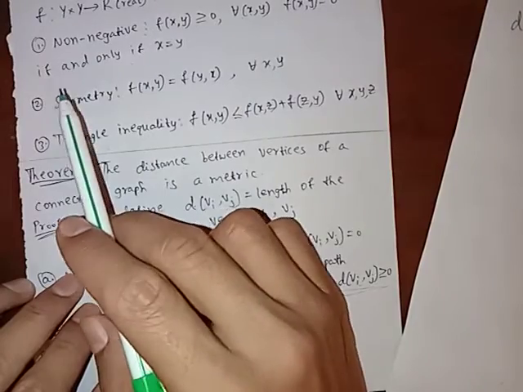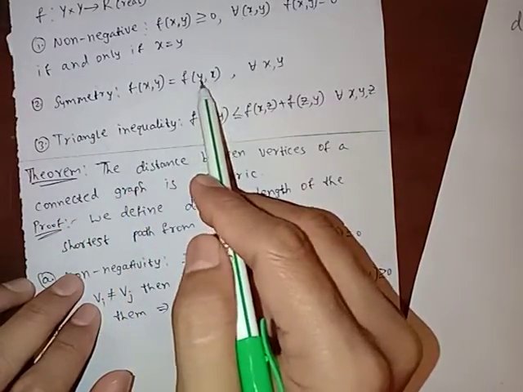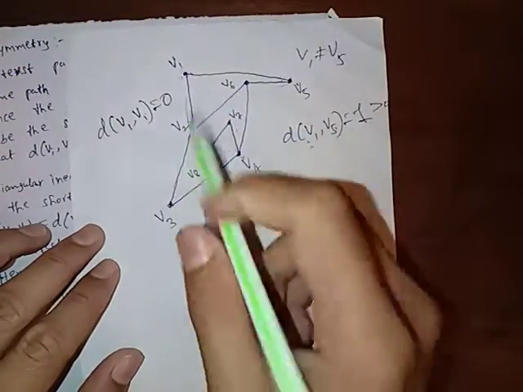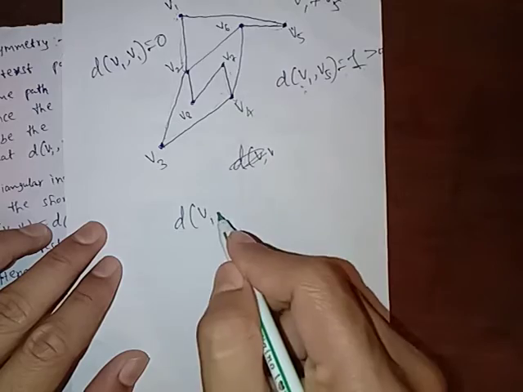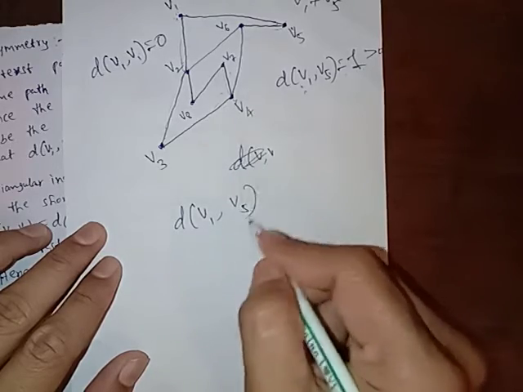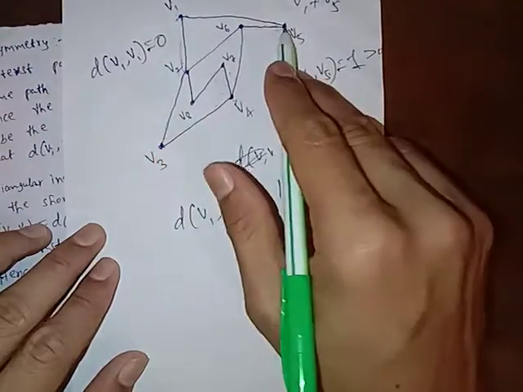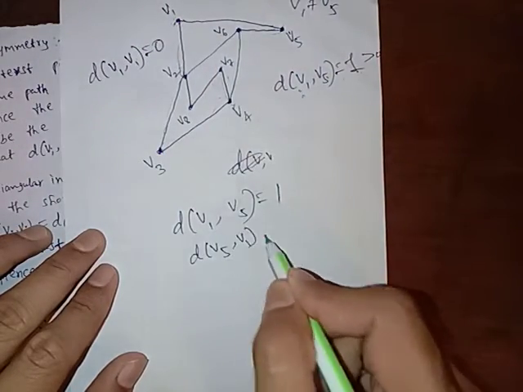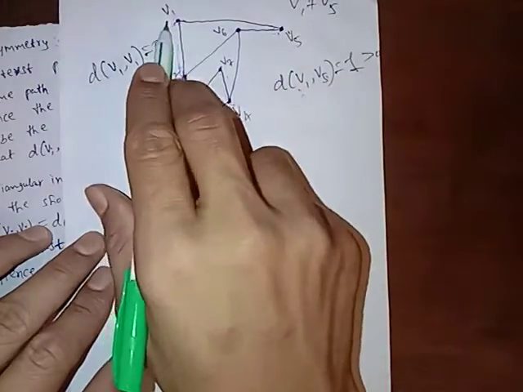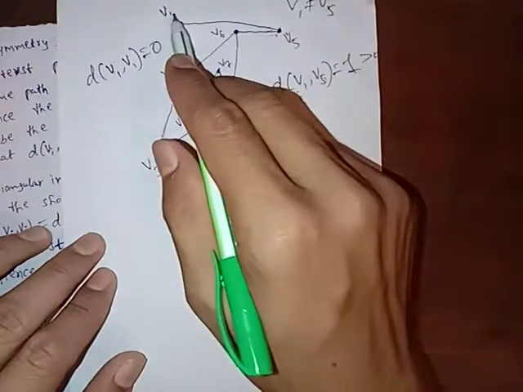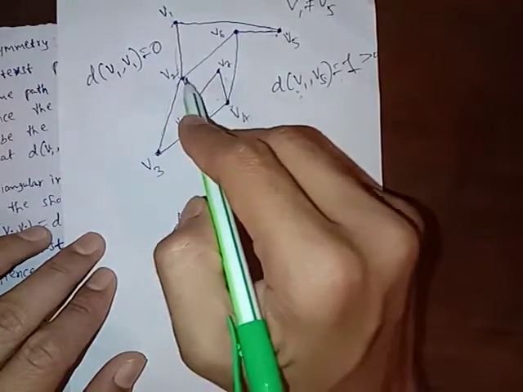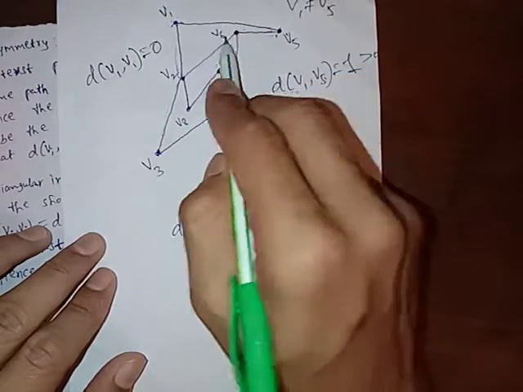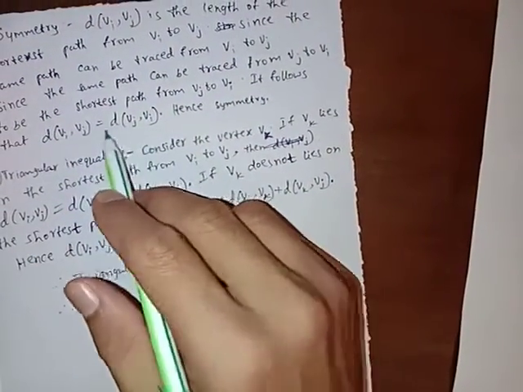Now another condition is symmetry: f of xy is equal to f of yx. We can see this clearly by this example. What is the distance between V1 and V5? It is 1. What is the distance between V5 and V1? It is also 1, because here to here is the same distance. What is the distance between V1 and V6? 1, 2. Similarly, between V6 and V1? 1, 2. So distance is always the same.